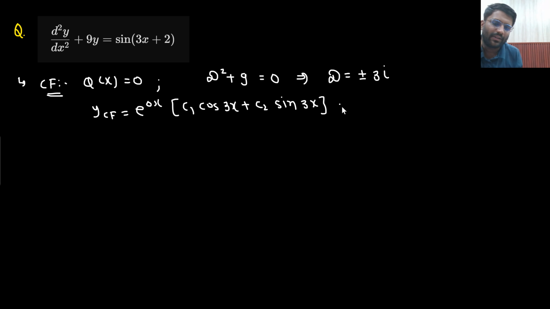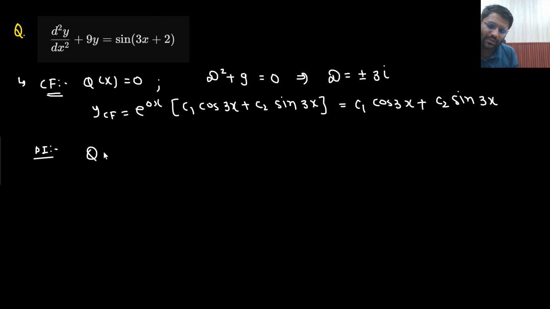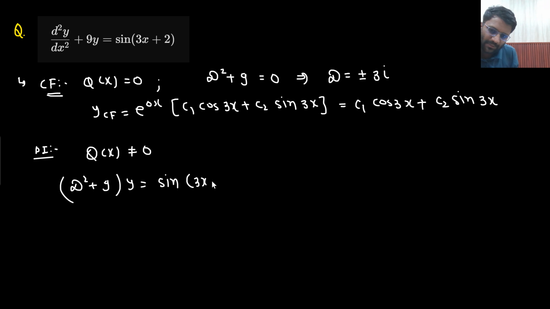So, simply I can write down it is nothing but c1 cos 3x plus c2 sin 3x. Now, sir, I am supposed to find out the particular integral, the PI. The PI is creating the problem for me because Q of x will not be 0 this time. So what will I see? (D square plus 9) y equals sine of 3x plus 2.